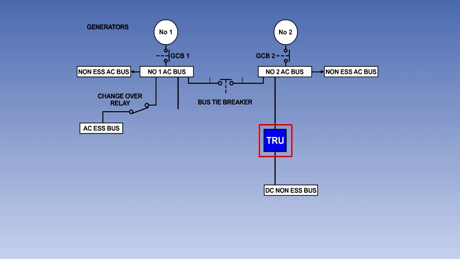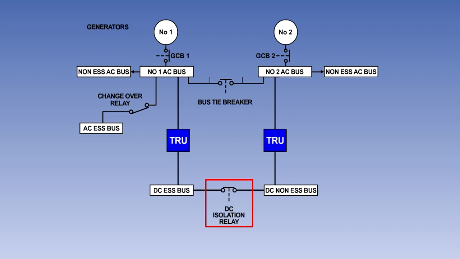DC power supplies are provided by transformer rectifier units, or TRUs. The non-essential DC busbar is supplied with 28 volts DC by a TRU connected to number 2 AC busbar. The essential DC busbar is supplied with 28 volts DC by a TRU connected to number 1 AC busbar. These two busbars are connected together through the normally closed DC isolation relay.